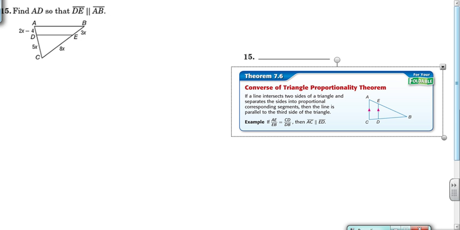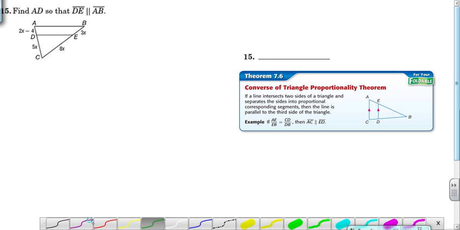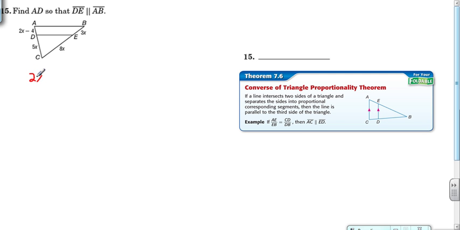Number 15, you have to find AD so that DE is parallel to AB. Well, that's the converse of the triangle proportionality theorem, which says if a line intersects two sides of a triangle and separates the sides into proportional corresponding segments, then the line is parallel to the third side of the triangle. So I just need to make sure that the sides are proportional. So I can compare 2x minus 4 to 5x in the same way that I can compare 3x to 8x.